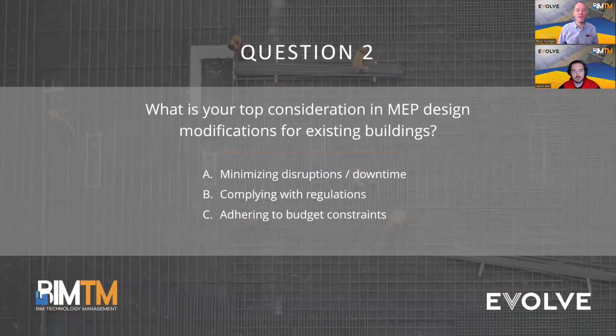So along those lines, question 2, audience, what is your top consideration in MEP design modifications for existing buildings? Is it minimizing disruptions and downtime? Are you most concerned with complying with regulations? Are you looking at adhering to your budget constraints? Or does it really all come down to the overall project timeline?